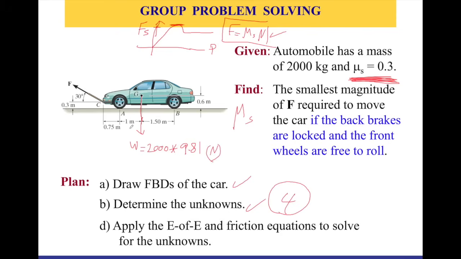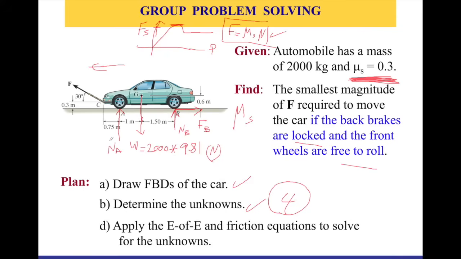Since we have friction on the surface, we said that if the back brakes are locked, that means I have a friction force here, right? And if I'm pulling, that's the direction of the motion to that side, that's how it's going to be moving. The friction force should be in the opposite direction, so I'm going to call this friction FB, at point B. And I should also have a normal force at B, which I'm going to call NB. The front wheels, we said, are free to roll, so we don't have friction here. The only force we can think of is the normal force, and I'm going to call it NA.